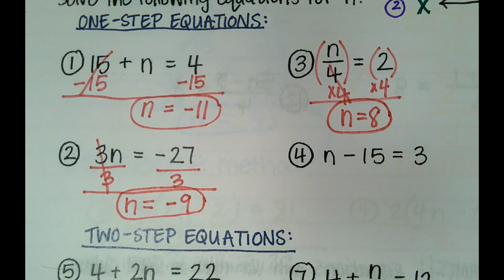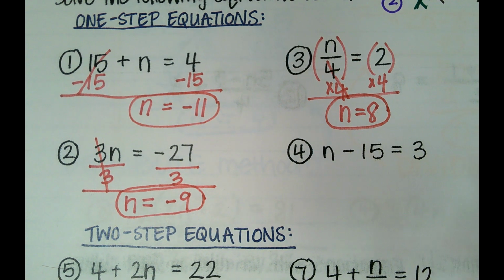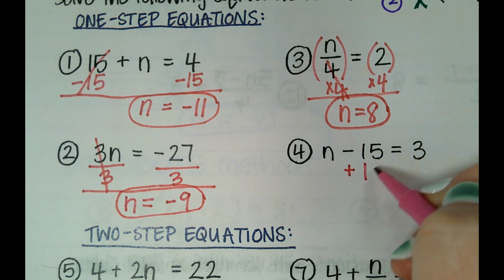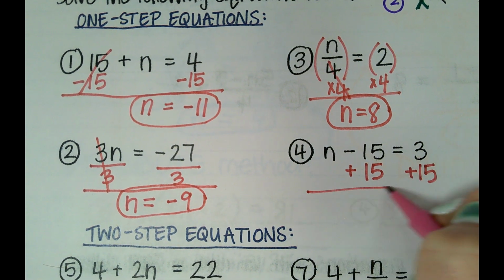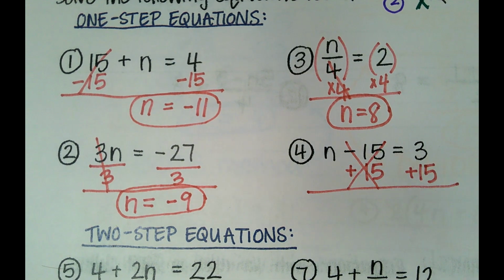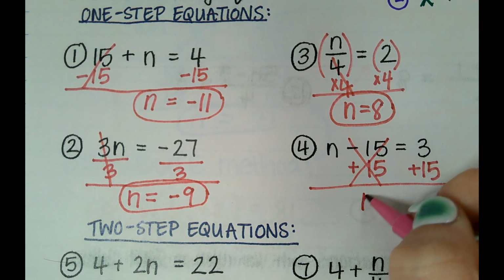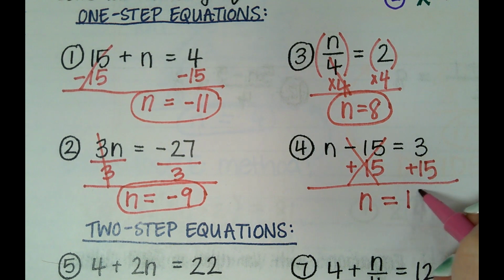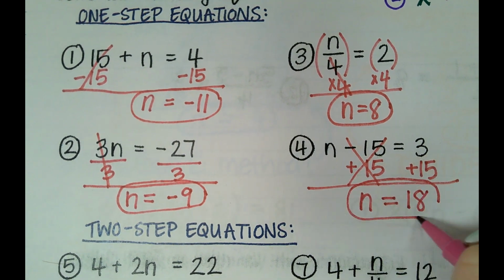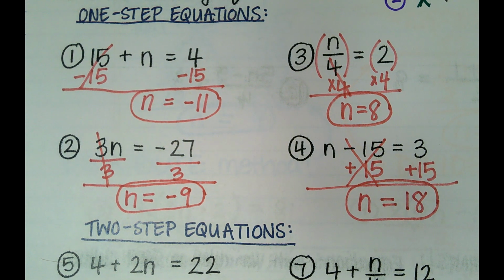Okay, just one more here in this section. Number 4, n minus 15 equals 3. What do I do? Plus 15. Good. Cancel the 15. Bring down my n equals 18. Good. Okay, so those are all the one-step equations that you'll have on this quiz.